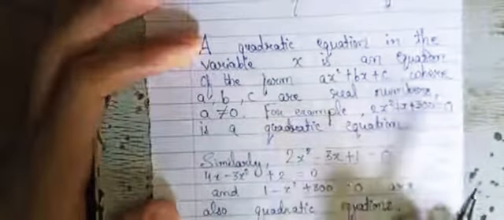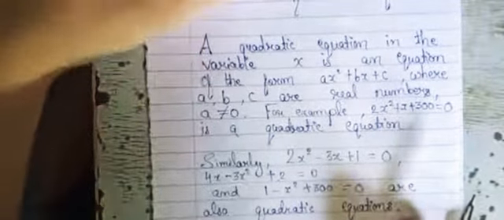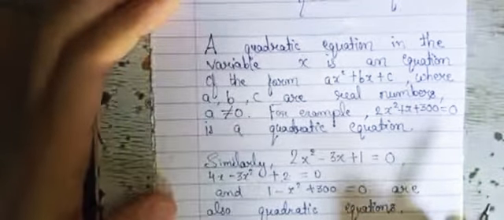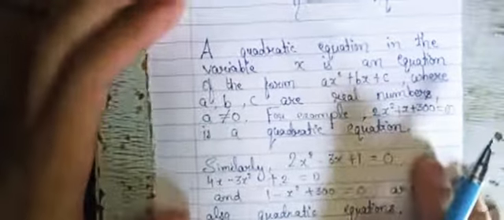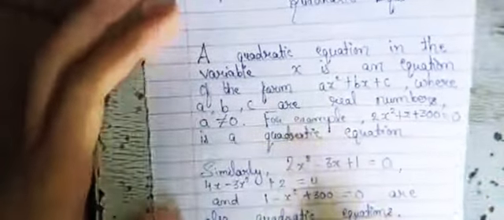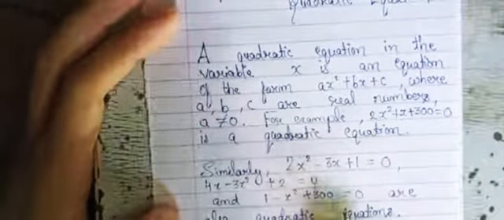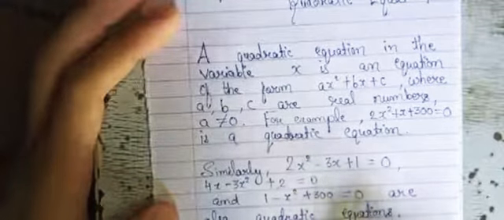In other words, we can say that a quadratic equation is an equation or a polynomial in which the degree of the polynomial is 2. So if the degree is 2, then we can say that it is a quadratic equation. 1 minus x square plus 300 is also an example of a quadratic equation.